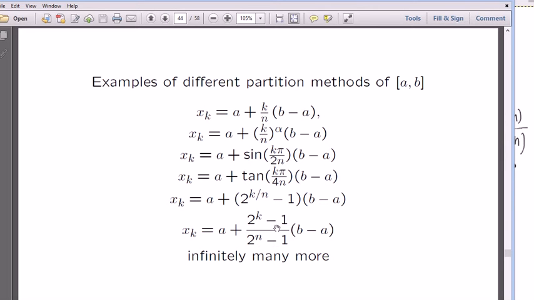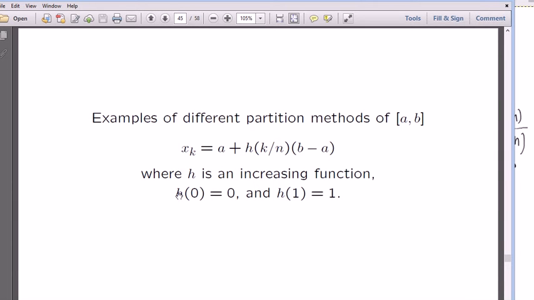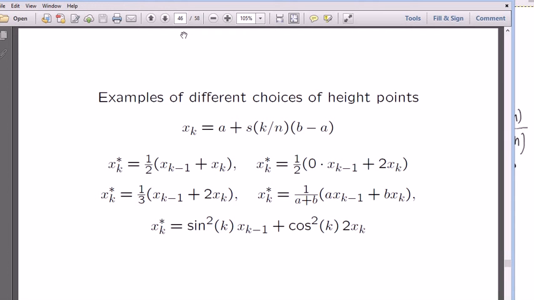And you can see as we vary, there are infinitely many more different partition methods, right? So there is the regular partition method, and there are infinitely many more irregular partition methods. So here's a general description. xk, you start from a, and you go all the way up to b minus a. So whatever you throw in front of the b minus a, it has to be an increasing function. You start with 0 and end at 1, then it'll satisfy this partition method. So there are infinitely many different ways of doing the partition method.